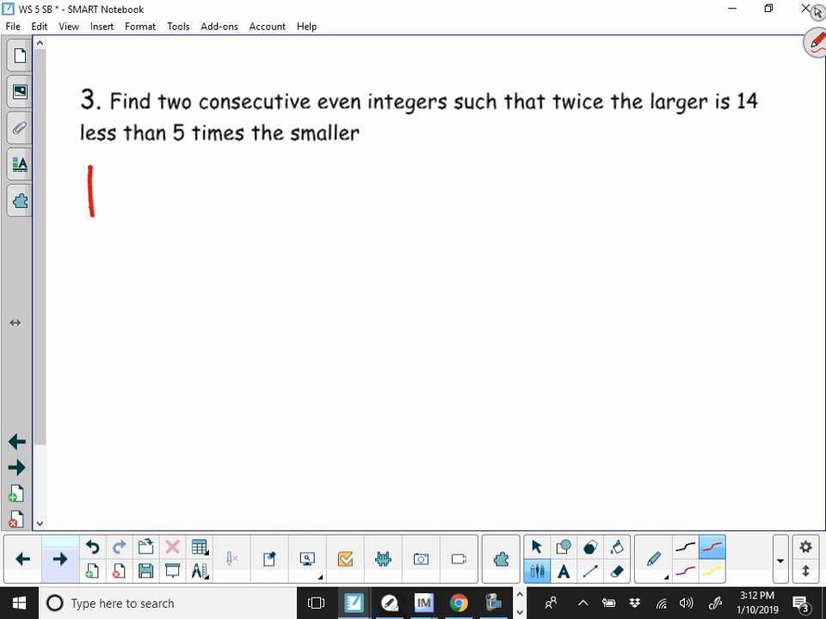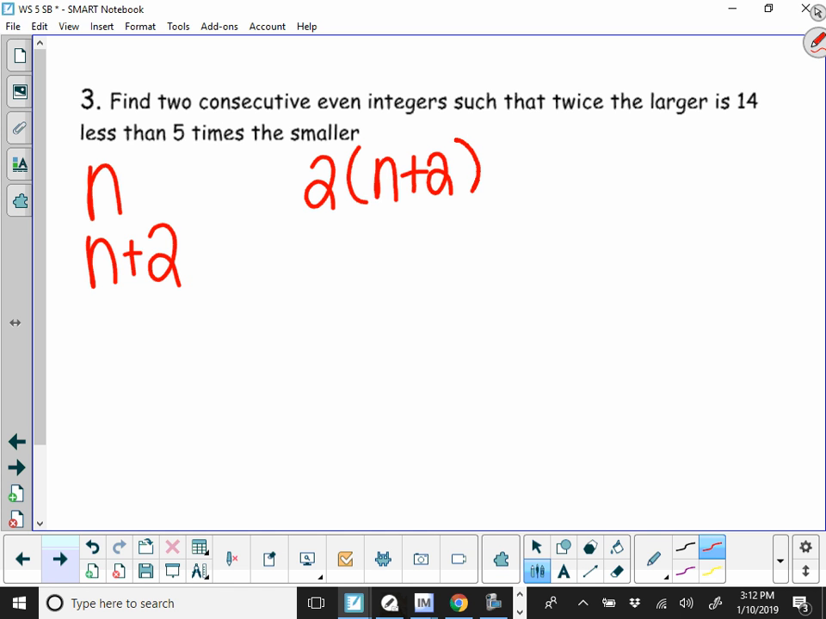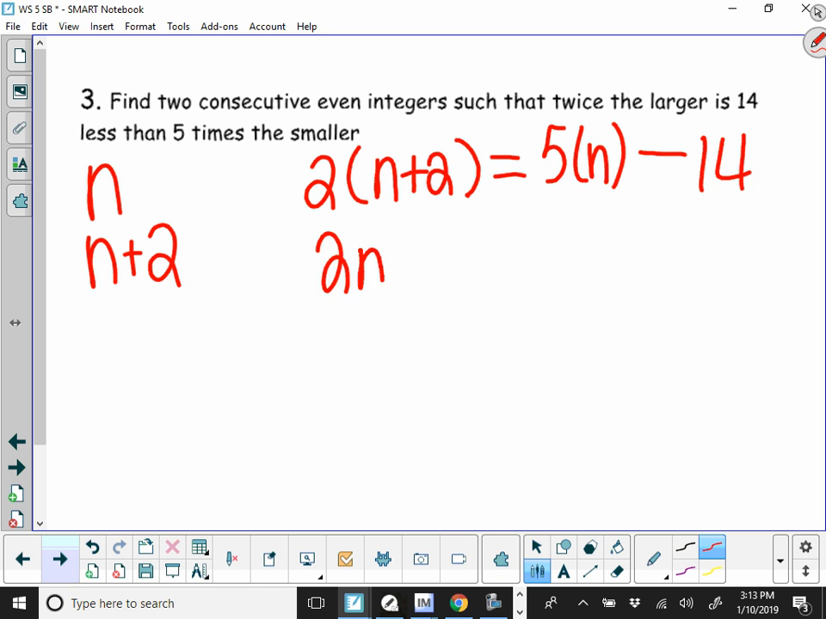Two consecutive even, so n and n plus 2 again, such that twice the larger, so 2 times n plus 2, is 14 less than 5 times the smaller. So we're going to distribute here, which gives me 2n plus 4 and 5n minus 14. All right, and I kind of do all this in one step.